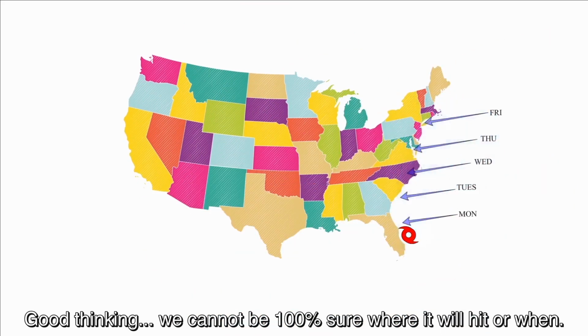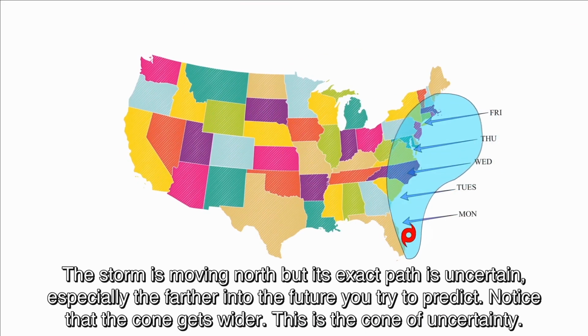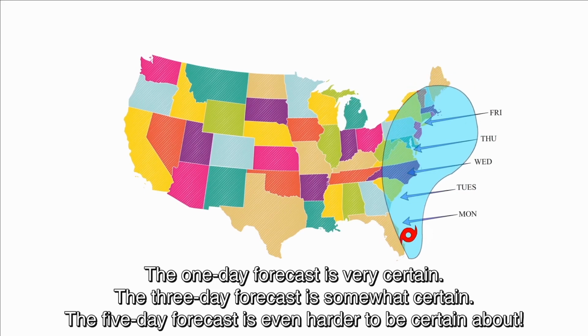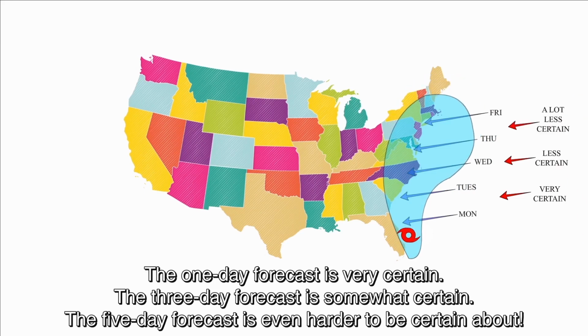Good thinking. We cannot be 100% sure where it will hit or when. The storm is moving north, but its exact path is uncertain, especially the farther into the future you try to predict. Notice that the cone gets wider. This is the cone of uncertainty. A 1-day forecast is very certain. A 3-day forecast is somewhat certain. The 5-day forecast is even harder to be certain about.